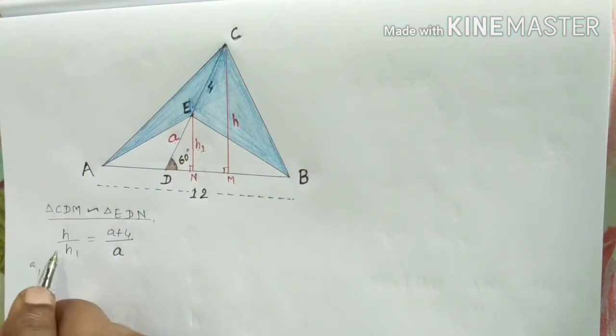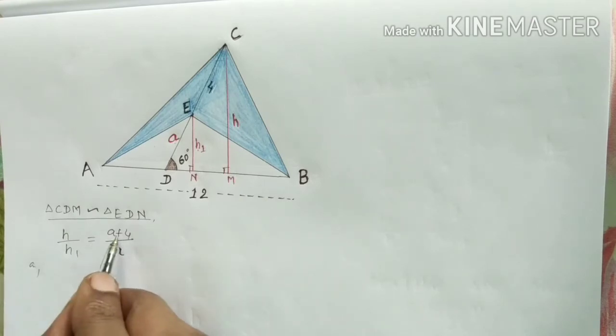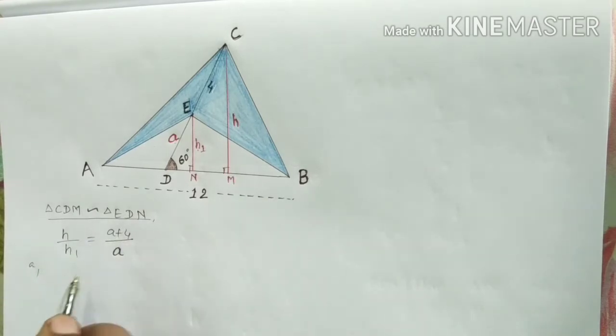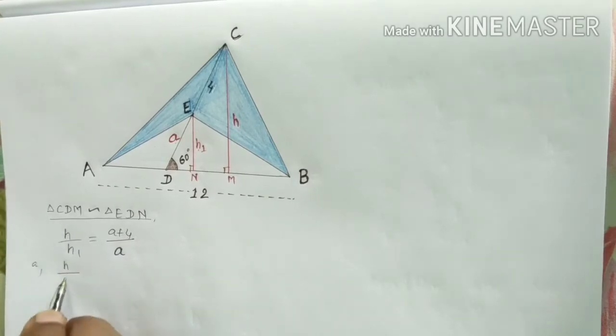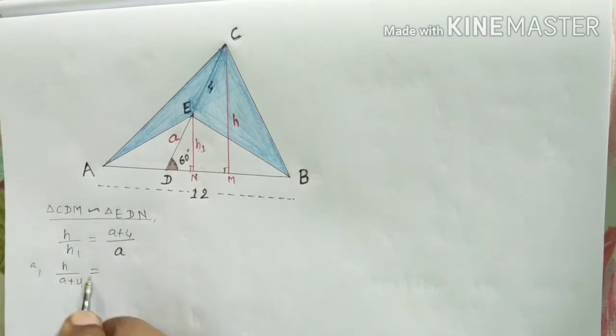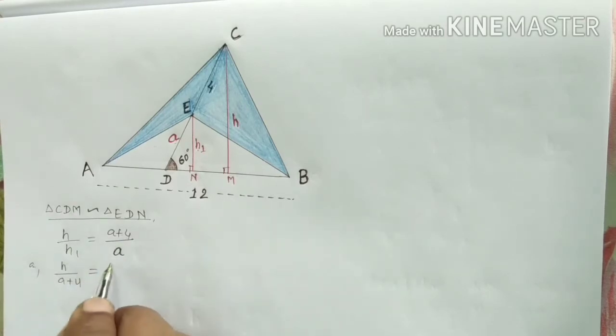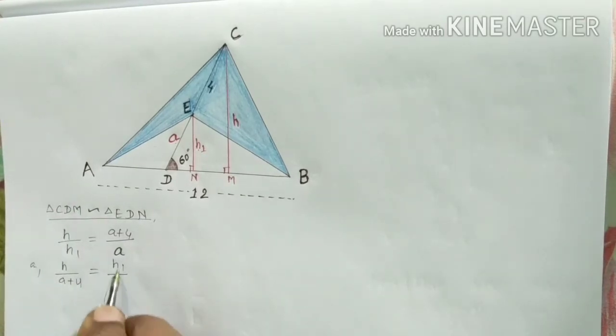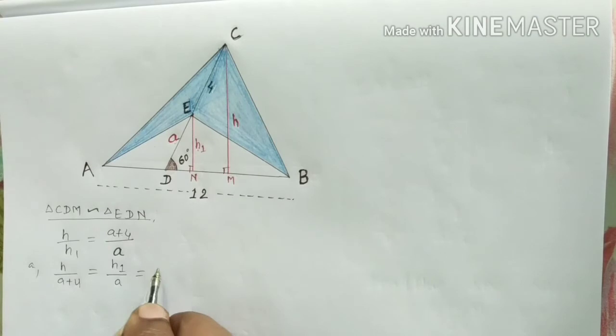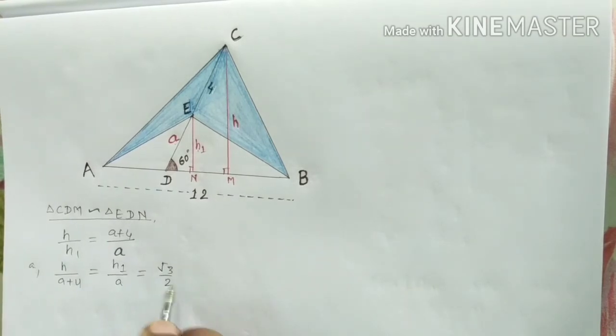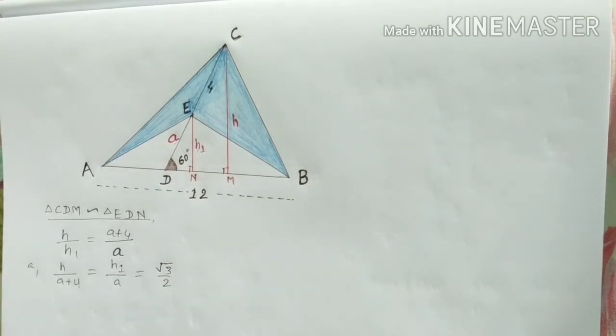Now we can bring this A plus 4 to this side and this H1 to that side. So if we bring A plus 4 to this side, then this will be H by A plus 4 is equal to, if we bring H1 to that side, H1 by A, is equal to root 3 by 2. Both will have the value root 3 by 2. I will explain how both have the value root 3 by 2.